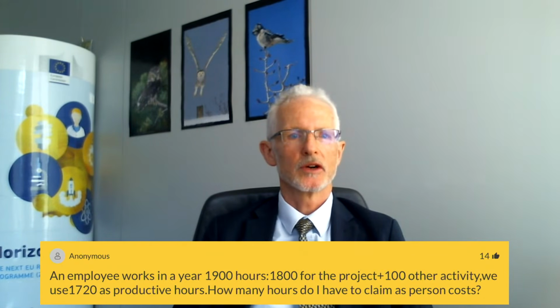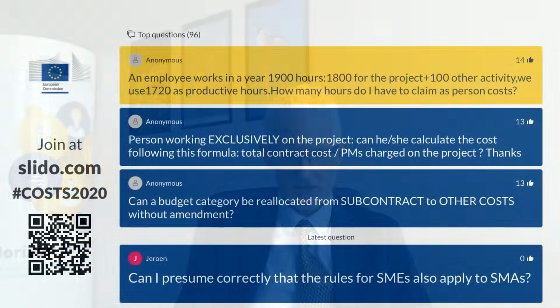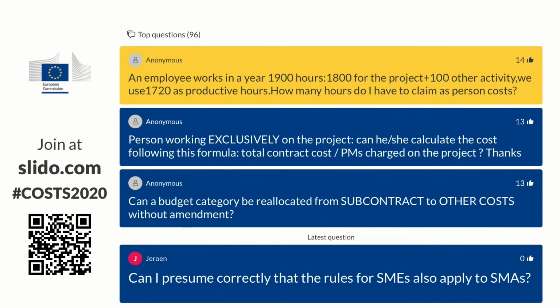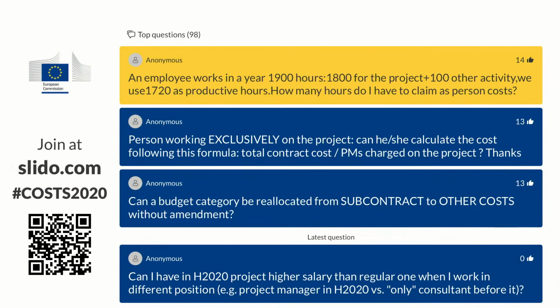If it doesn't show up on the screen, I read it from my other device. An employee works in a year 1900 hours, 1800 for the project plus 100 for other activity. We use 1720 as productive hours. How many hours do I have to claim as personnel costs?